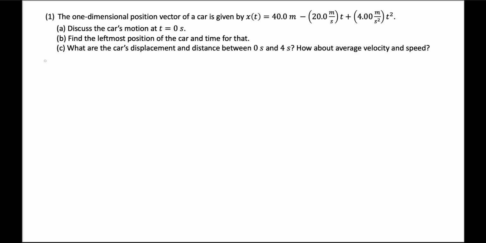Now, before we do that, let's practice our calculus skill. So let's do the derivative. So the velocity equals dx/dt equals, now the first term is constant, so it will fall out. The second term is negative 20. Remember, we need to also keep its unit. Plus the last term, we need to bring down a factor 2 here, so we get 8 meters per square second, and then times t.